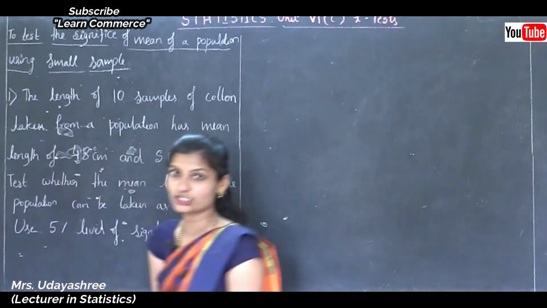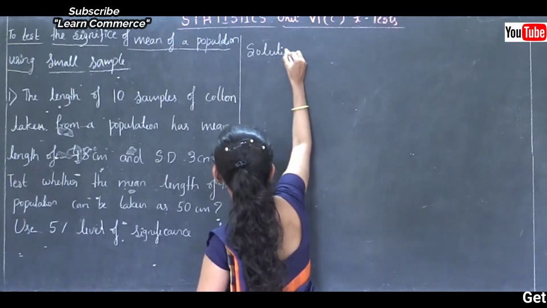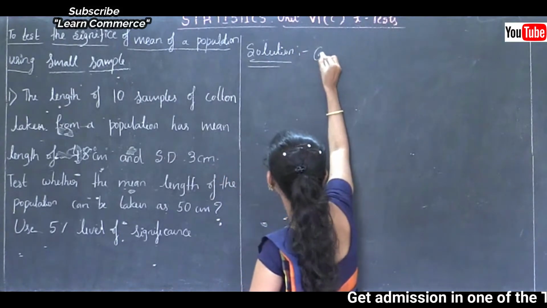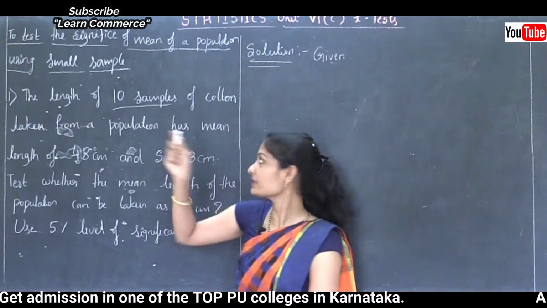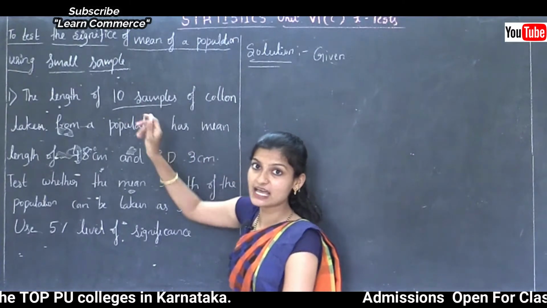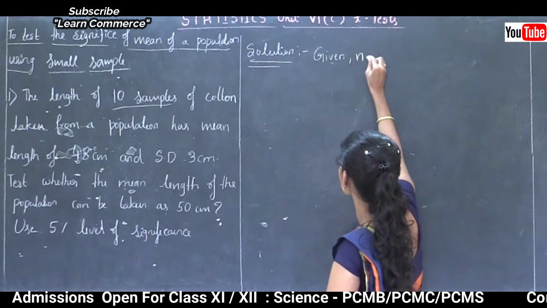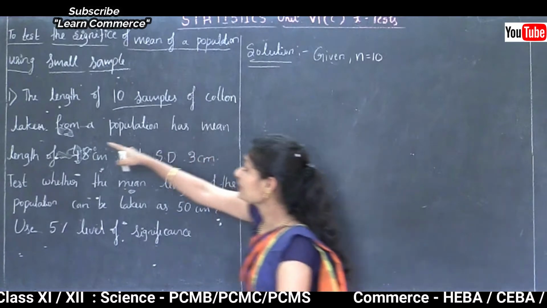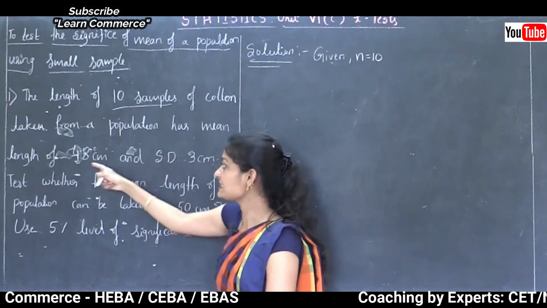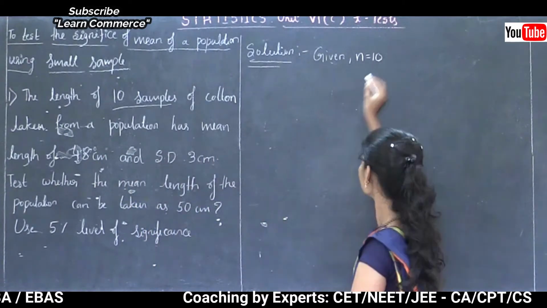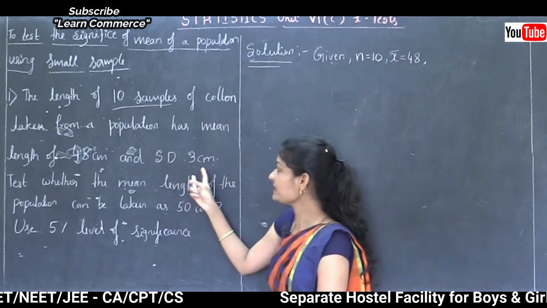Now let's move to the solution part. Here the given observations are: the length of 10 samples, in the sense that the sample size is 10, and sample size is denoted by small letter n. So the value is 10. Of cotton taken from a population has mean length of 48 centimeter. So the sample mean is 48 centimeter, and the sample mean is denoted by x bar. The value is 48 centimeter.